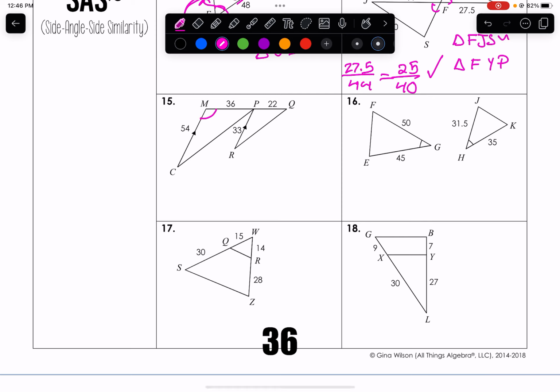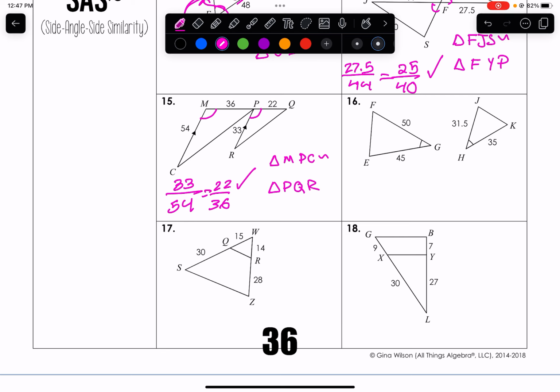We have parallel lines, so I know that I have corresponding angles. So we have to check the sides. 33 divided by 54, 0.61 repeating. 22 divided by 36 is 0.61 repeating. 0.61. Yes, so we have triangle MPC is similar to triangle PQR.